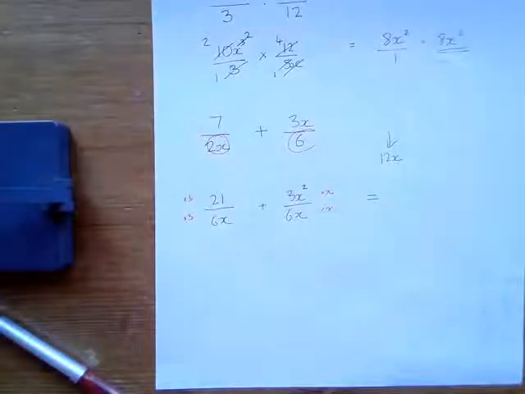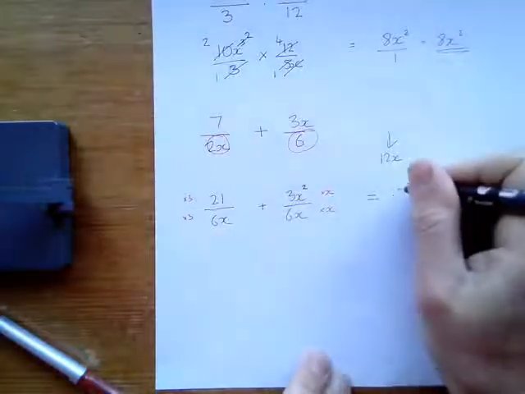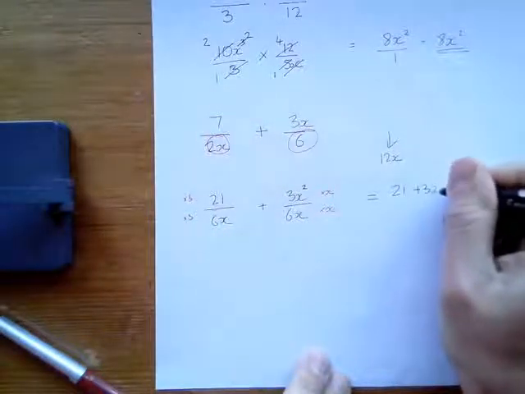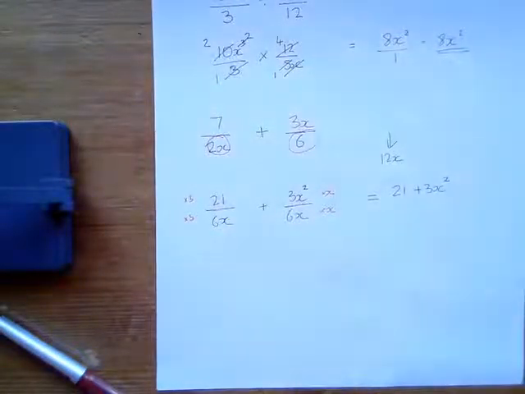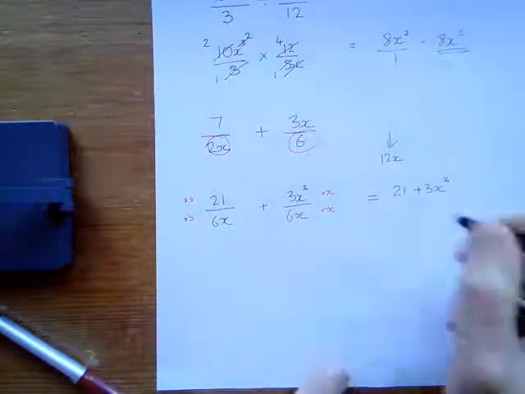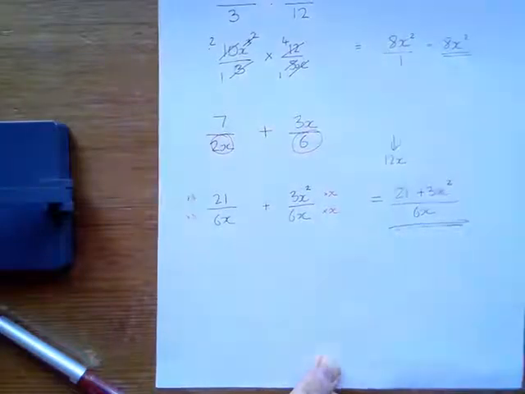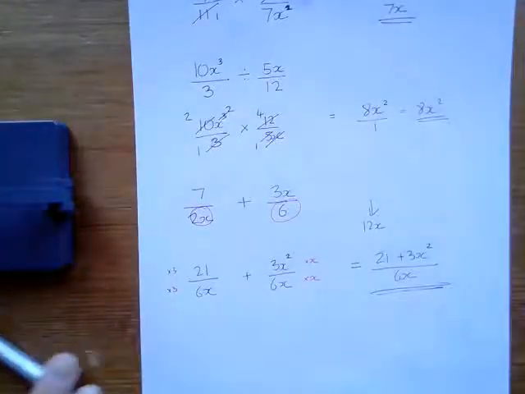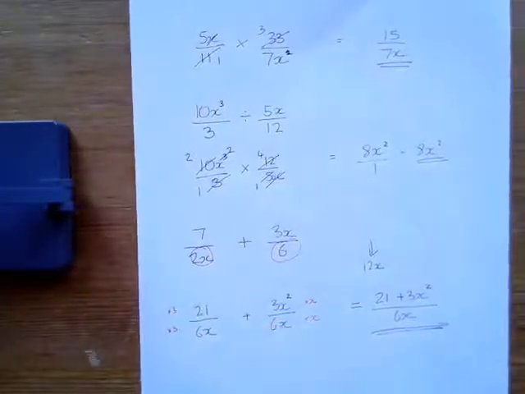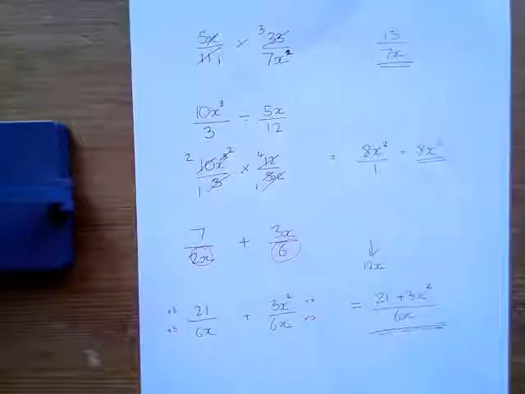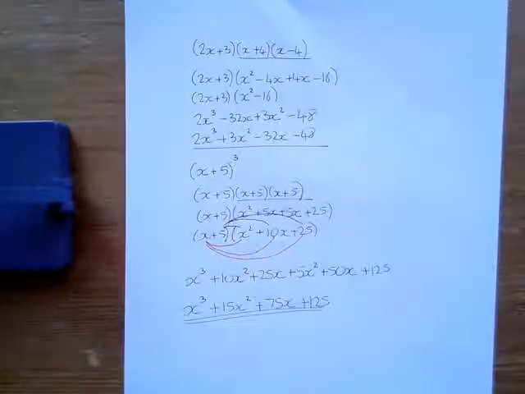Finally, to add them together, I literally add the tops together, which is 21 plus 3x squared. I can't do any more than that. That's what I have to write. And I just put it all over the common denominator, and it's done. So that's how you work with fractions when there is algebra involved. And that is how you multiply out triple brackets.